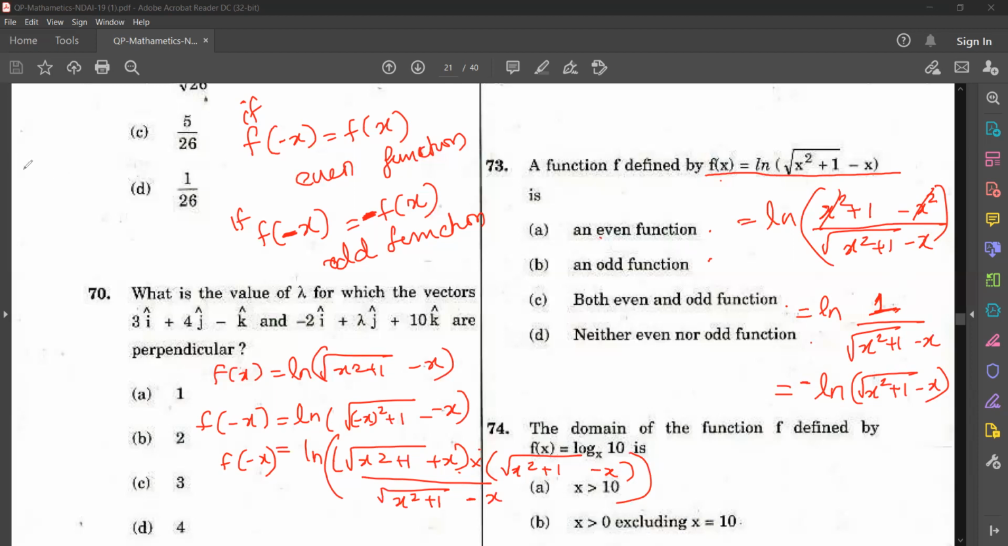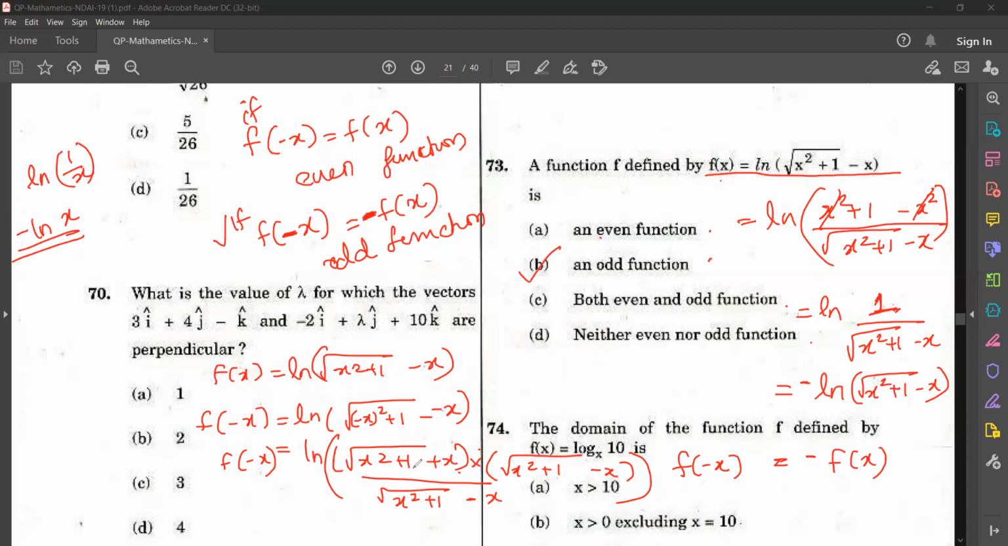So what is the logarithm ln 1 by x? We can write it as minus ln x, isn't it? So the same rule I'm applying here. So this is nothing but minus ln root of x square plus 1 minus x, which is minus f of x. So what I got, f of minus x is equal to minus f of x. So that's my second condition, isn't it? So this is an odd function. This is an odd function.